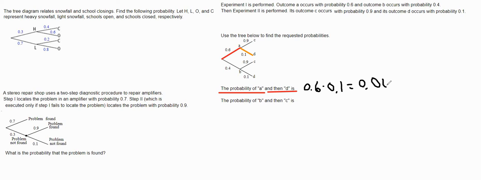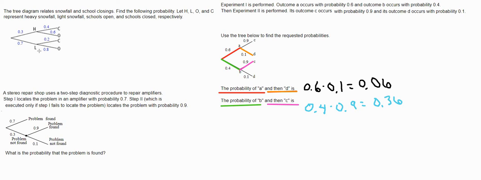a 6% chance. The probability of B and then C would be, well, probability B will be here in green, and then for C, we'll go down here, and that'll be the 0.9. So this would be 0.4 times 0.9, and that is going to be 0.36.